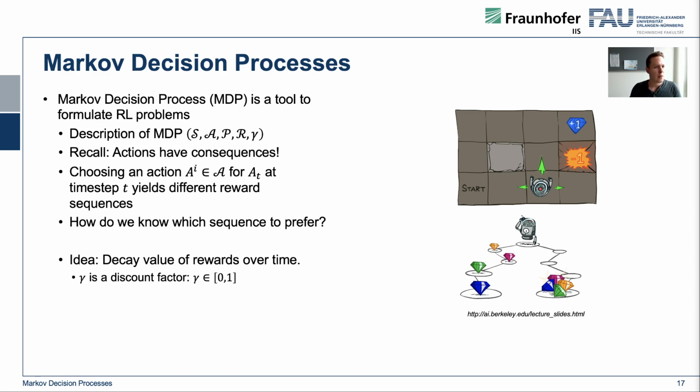Now you saw examples of certain Markov decision processes, with states, actions, probability transition matrices, and rewards. However, there is one thing still left to discuss, and this is the discount factor gamma. To motivate this a little, recall what we had in the beginning: the actions that we take have consequences, meaning that an action that we take at a certain point in time yields a different reward sequence than if we would have taken another action.